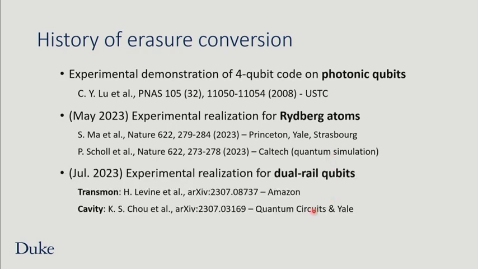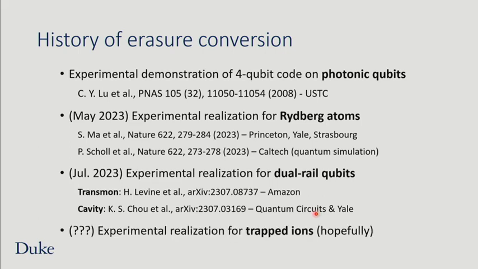And in July, there was the experimental realization for dual-rail qubits in superconducting systems. For transmons, it happened at Amazon, and for cavity qubits, it happened at Quantum Circuits in Yale. So for the trapped ion experimentalists here, we have 2 months left. But I really hope this talk inspires trapped ion people to realize this idea, because I think it's really cool, and I'll make some remarks on that at the end of the slides.